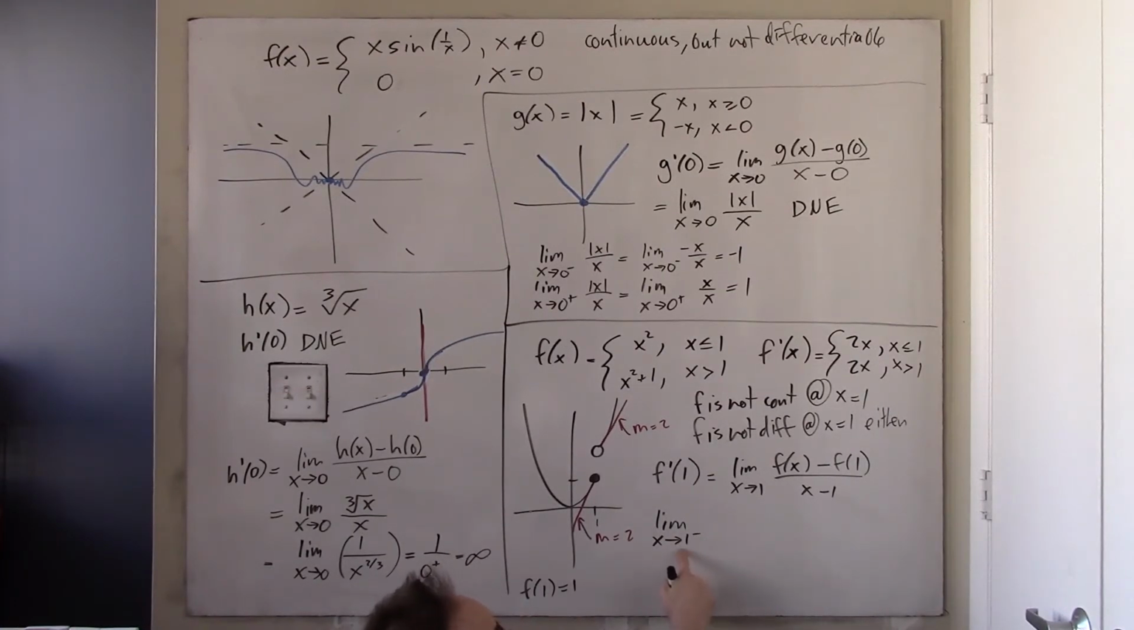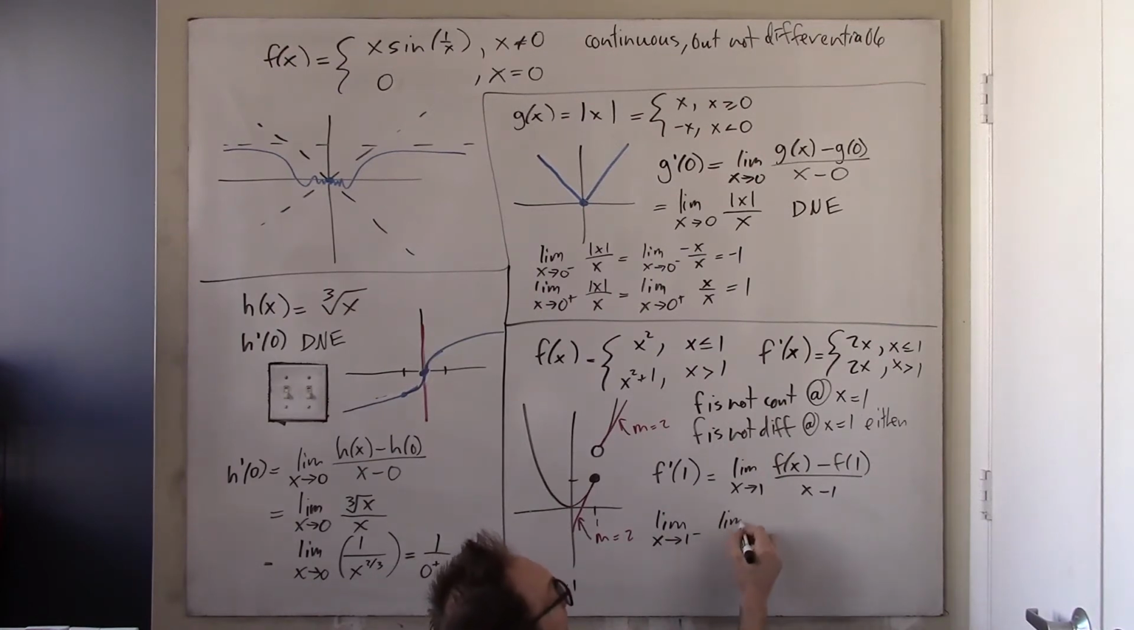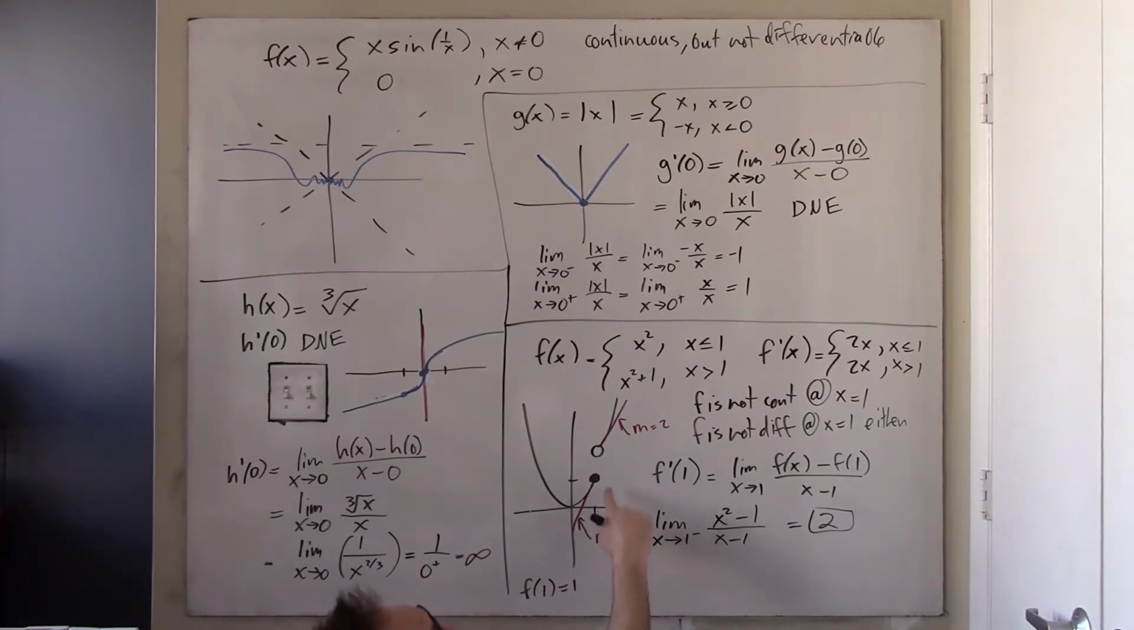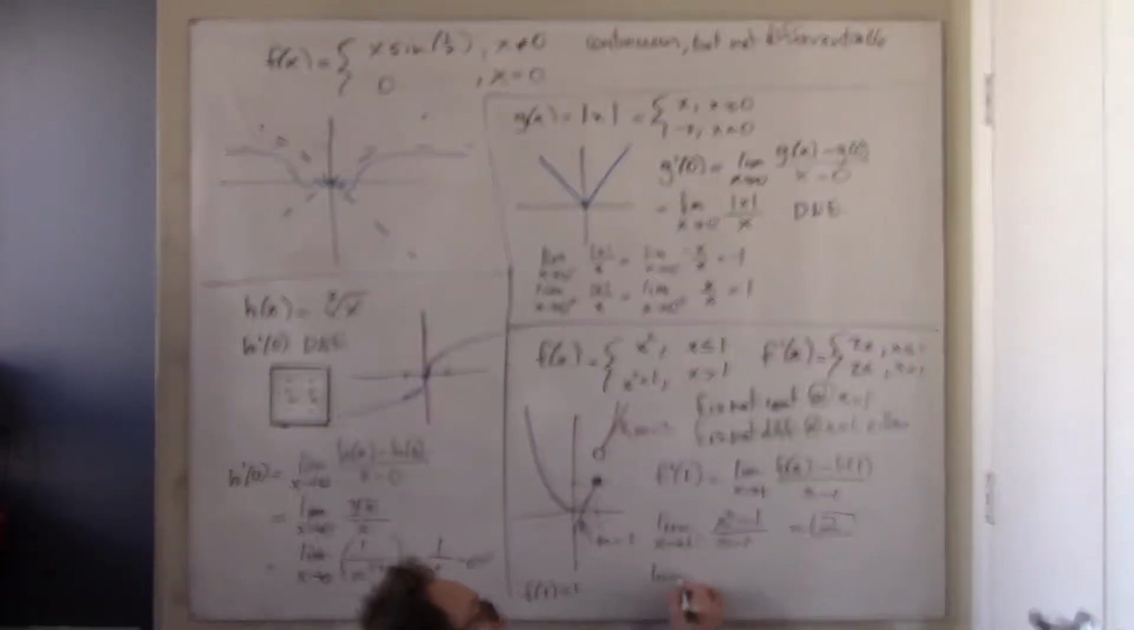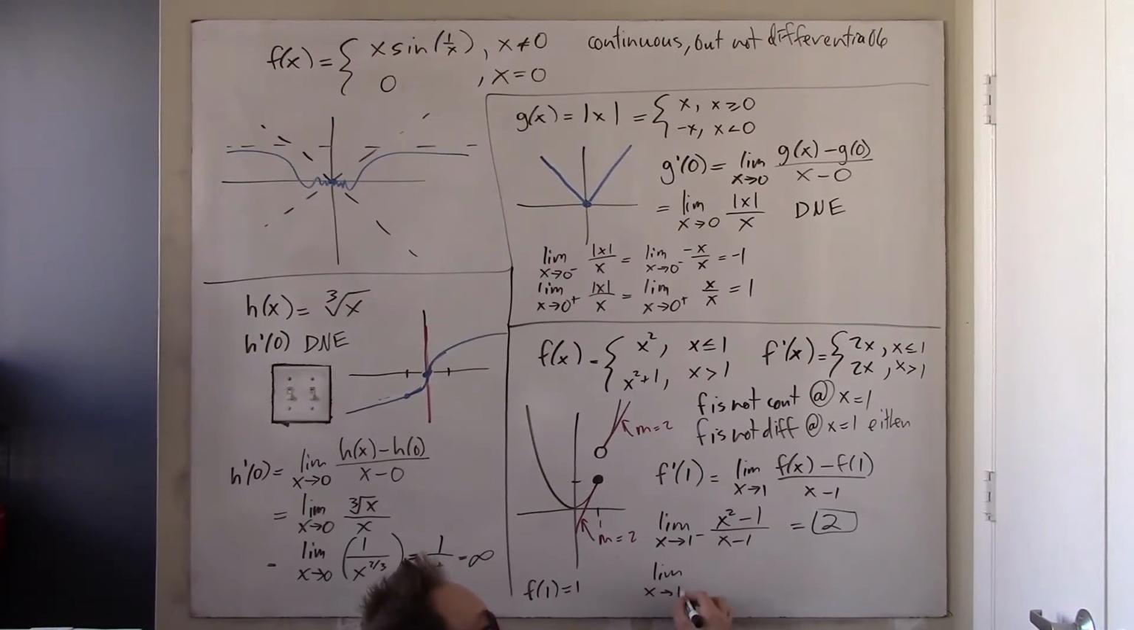The limit as x approaches 1 from the left will be f of x, which is just x squared, minus f of 1, which is 1, over x minus 1. And if you do this limit, I promise you, you're going to get 2. So everything's fine from the left, but it's from the right. Now, when I try to take the limit as x approaches 1 from the right, I'm going to get this x squared plus 1 function, but then minus f of 1, which is 1, over x minus 1.